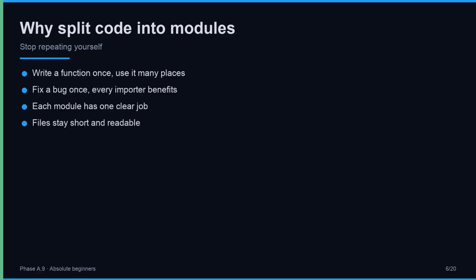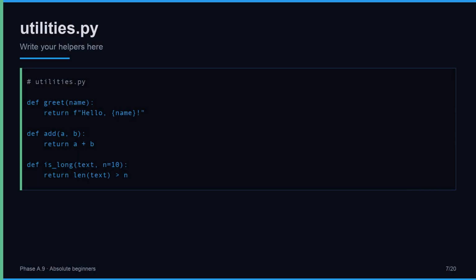Write once, use often. Open utilities.py and write a few helpers. A greet function that takes a name and returns a friendly string. An add function that returns the sum of two numbers. An isLong function that checks whether a string is longer than a threshold.